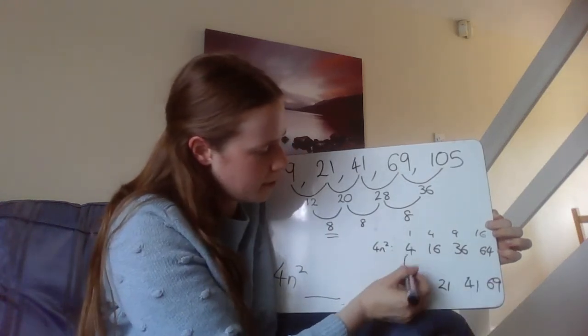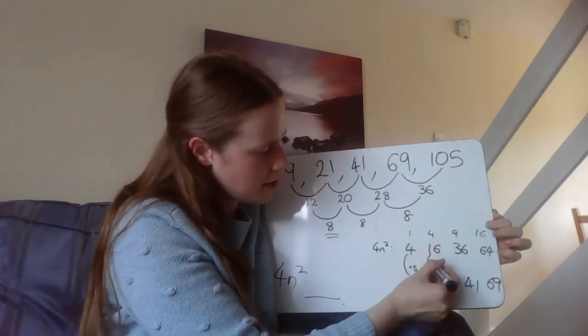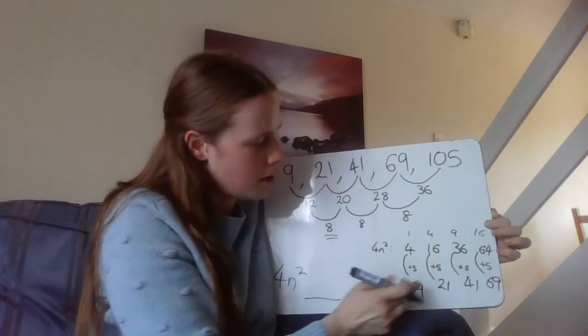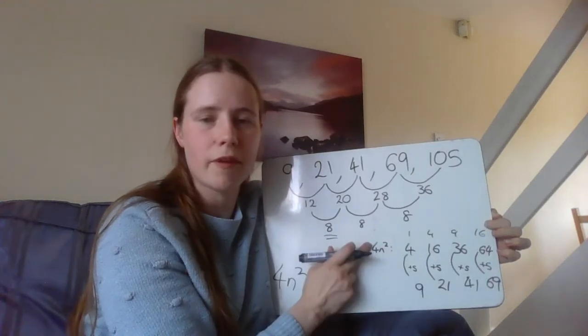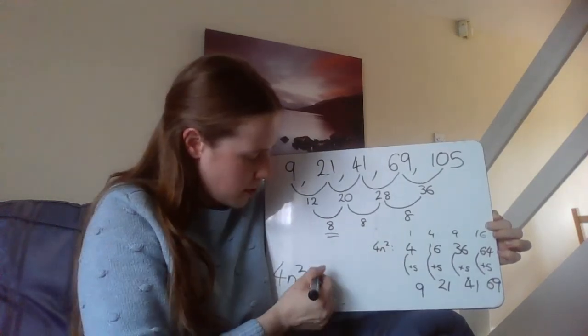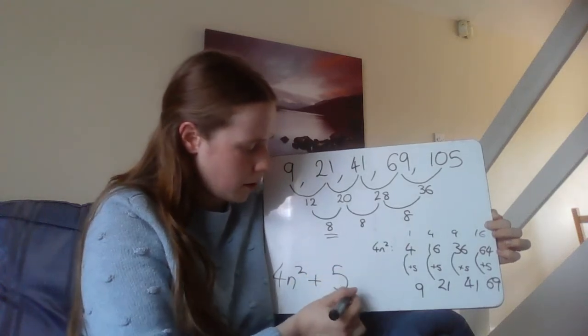From 4 to 9 is add 5, same here, and same here. So this sequence is the 4n squared sequence plus 5. So the formula is going to be 4n squared plus 5.